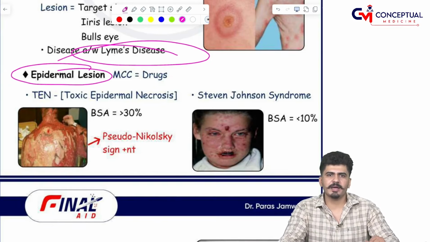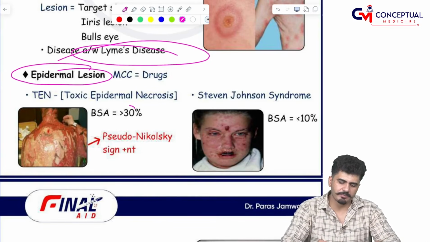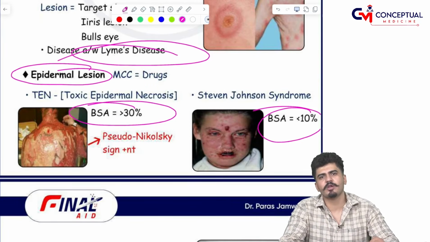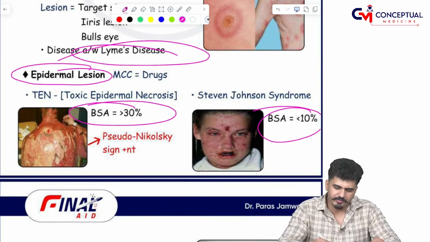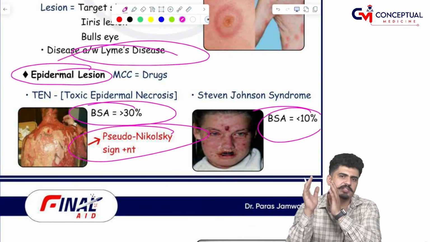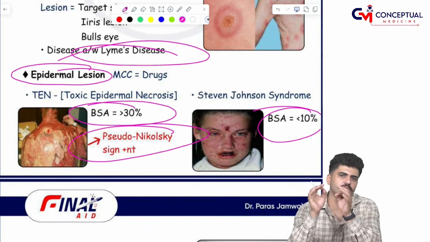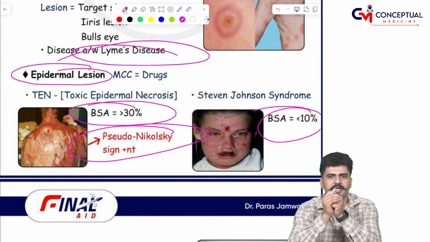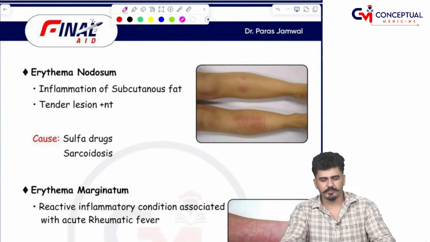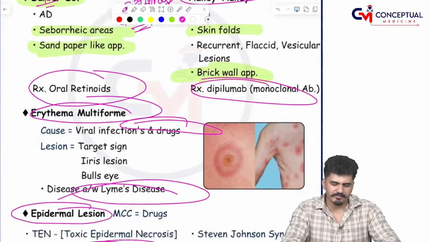In toxic epidermal necrolysis, there is body surface area involvement of more than 30%, and in Stevens-Johnson syndrome, the body surface area involvement is less than that. In both of them, you will see the pseudo-Nikolsky sign. The Nikolsky sign is seen in pemphigus foliaceus and vulgaris, and the pseudo-Nikolsky sign is seen in TEN and Stevens-Johnson syndrome. Now, erythema multiforme we have seen.